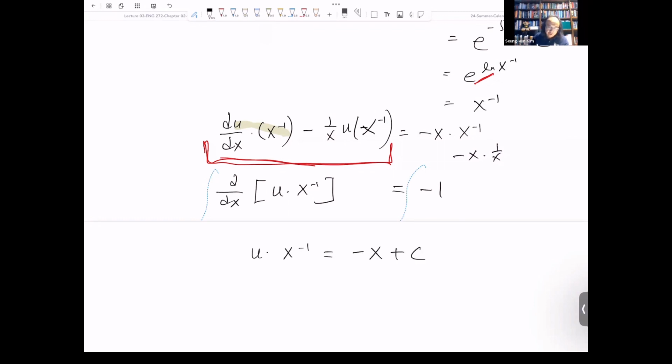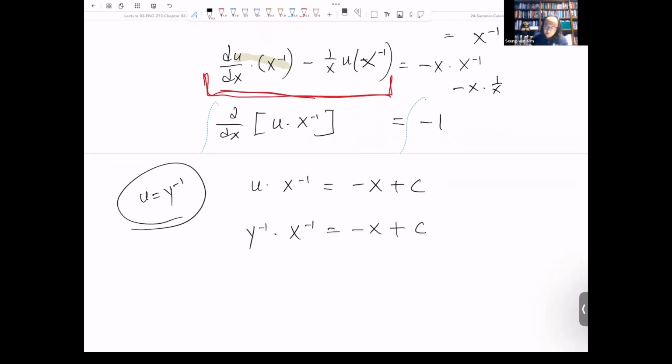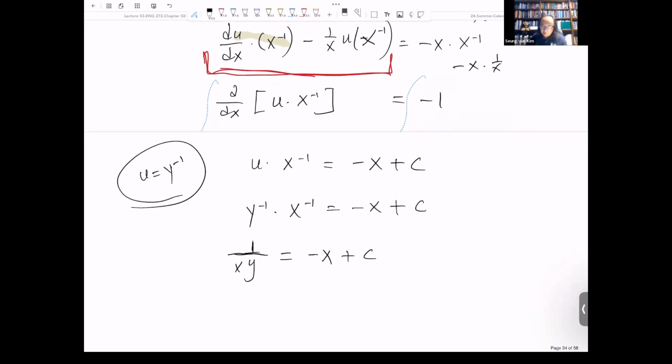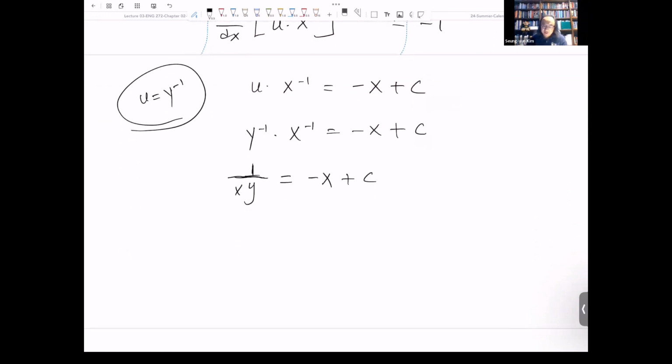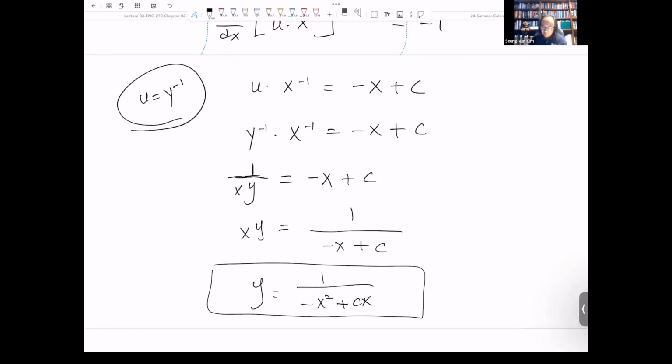Now we said u equals y to the negative 1, so we put it back in terms of y: 1 over y times 1 over x equals negative x plus c. And this is a solution, an implicit solution. If I want the explicit solution, we need to flip both sides: x y equals 1 over negative x plus c. Then you need to divide by x everywhere, so y equals 1 over negative x squared plus c x. That is the explicit solution.